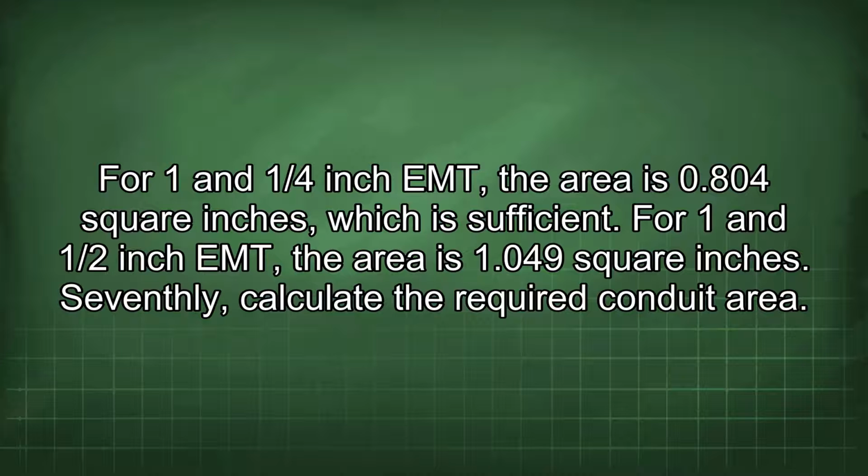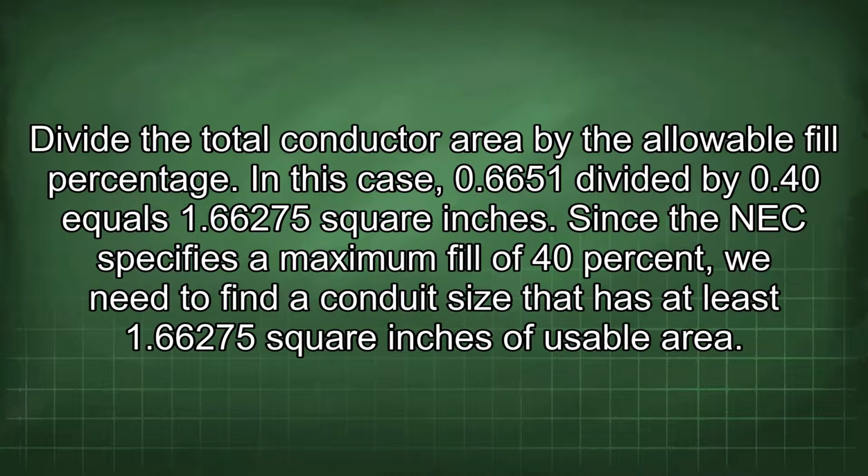Seventhly, calculate the required conduit area. Divide the total conductor area by the allowable fill percentage. In this case, 0.6651 divided by 0.40 equals 1.66275 square inches. Since the NEC specifies a maximum fill of 40%, we need to find a conduit size that has at least 1.66275 square inches of usable area.